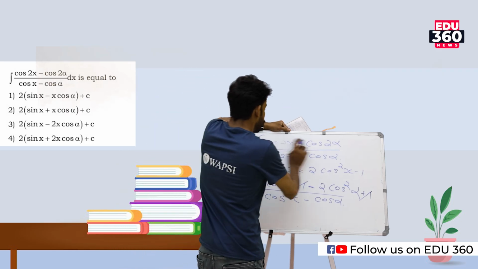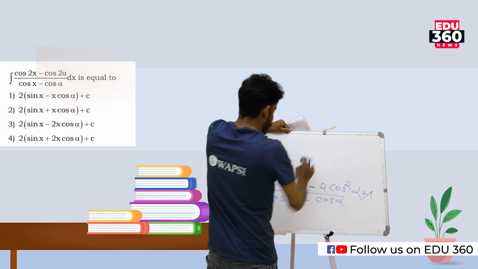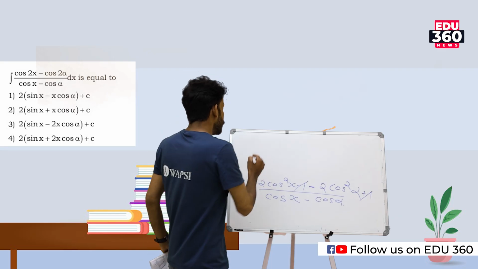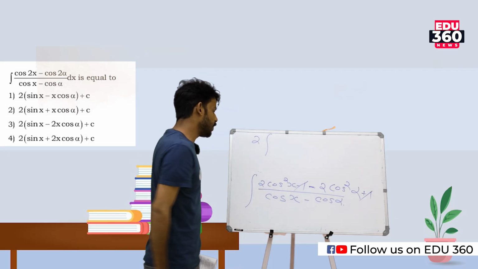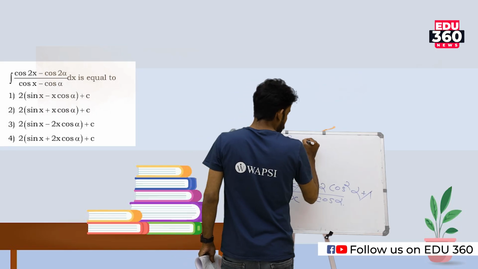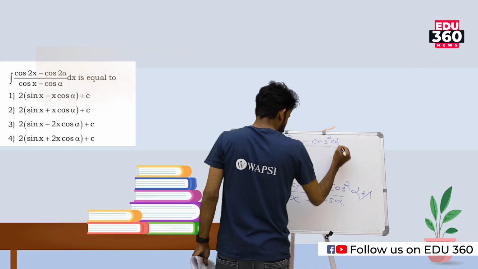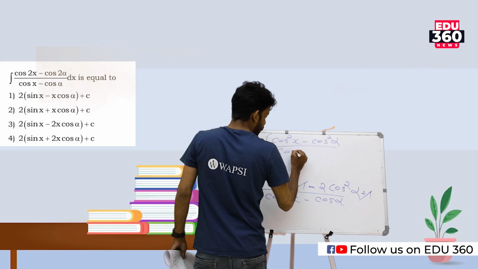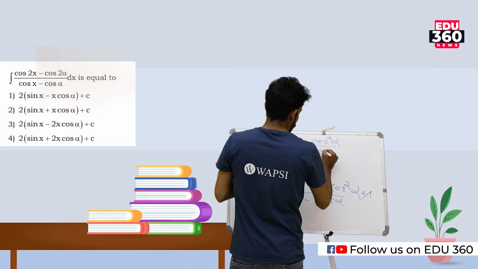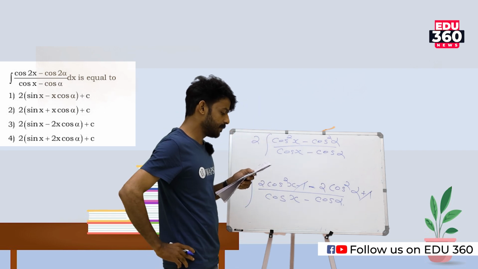So in the next step, just look at the numerator. While you are looking at the numerator, you can see that 2 is common there. Just take the 2 common outside. So 2 into the integral of cos square x minus cos square alpha divided by cos x minus cos alpha.